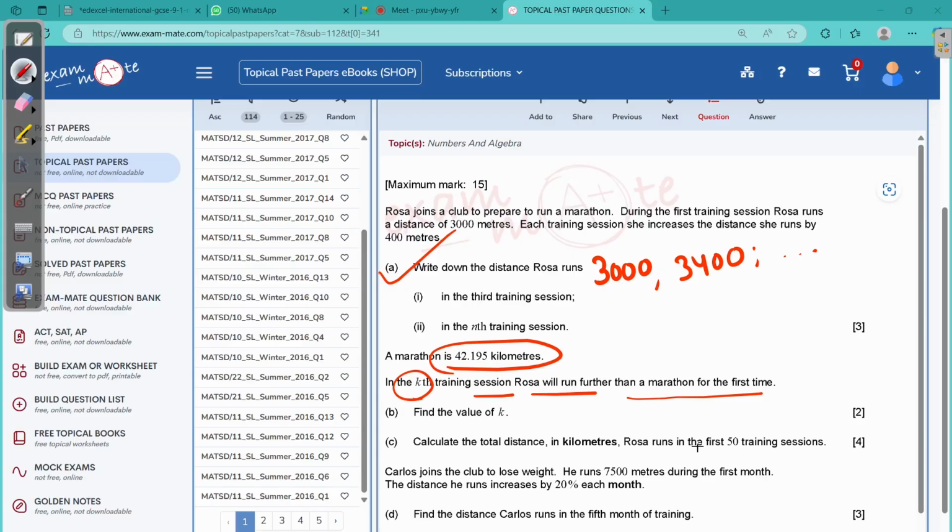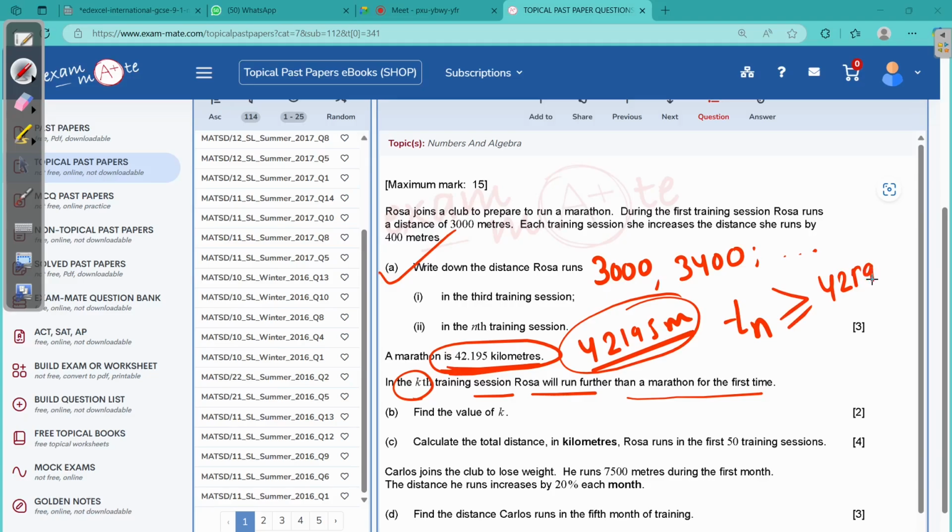Basically, you convert this into meters, so it should be 42,195 meters. It is 42 point 195 kilometers, so in meters it should be 42,195 meters. We want to know when Tn will be greater than 42,195, isn't it? So from here you can find your n.